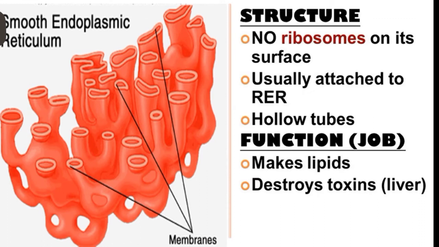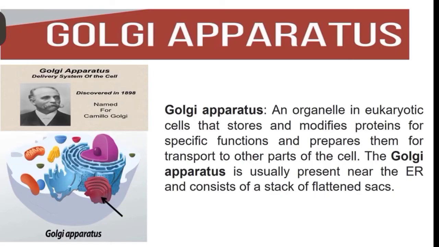Smooth endoplasmic reticulum looks smooth because no ribosomes are present on its surface. These hollow tubes usually attach to rough endoplasmic reticulum. The function of SER is to make lipids and to destroy toxins in the liver of vertebrates. The Golgi apparatus in eukaryotic cells stores and modifies proteins for specific functions and prepares them for transport to other parts of the cell. The Golgi apparatus is usually present near the endoplasmic reticulum and consists of a stack of flattened sacs.